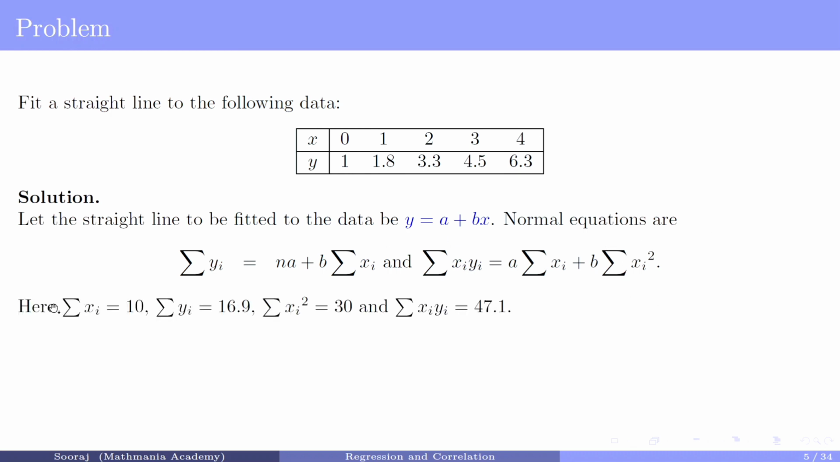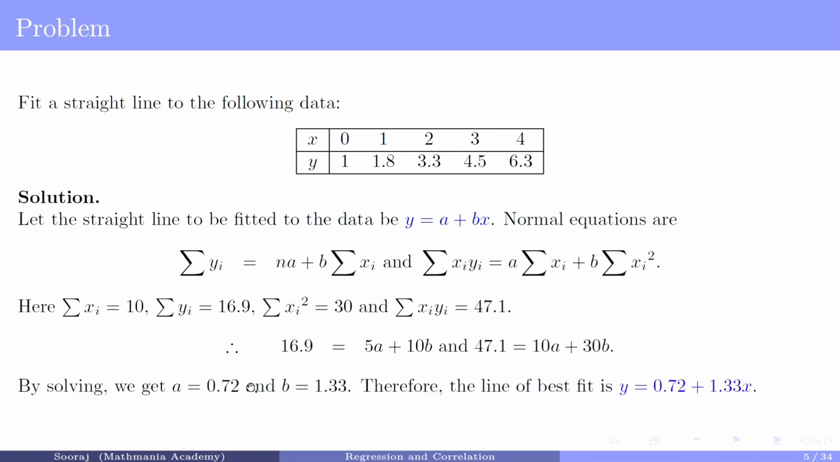If we calculate here, we have the values as this. It is just a matter of substituting them in the normal equation, so we end up with something like this. At this place, you are free to use any available technique to solve a system of two equations with two unknowns, and that gives you a value to be 0.72 and b value to be 1.33. When you substitute these two values in the required straight line equation, you get the line of best fit to be y equals 0.72 plus 1.33 times x.